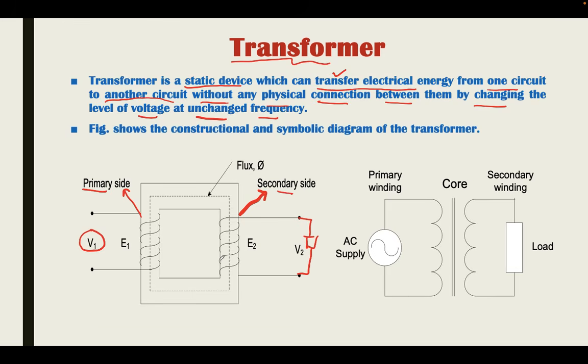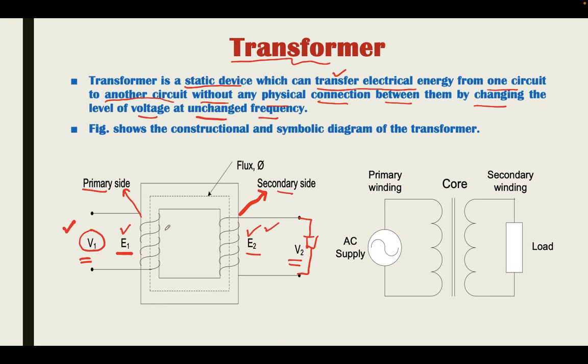But in the case of a transformer, there is no fixed primary and secondary. Why? Because when we connect input from this side and get output from this side, this will become primary, whereas the other will become secondary. Here E1 is the EMF induced in the primary winding, whereas E2 is the EMF induced in the secondary winding. This is known as self-induced EMF, whereas this is known as mutually induced EMF.